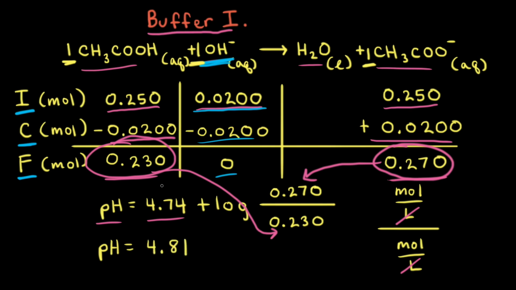4.81. So buffer 1 started at a pH of 4.74, and after the addition of the hydroxide anions, the pH rose a little bit to 4.81. However, that's a relatively small change in the pH. So buffer 1 did a pretty good job of resisting a large change in pH.